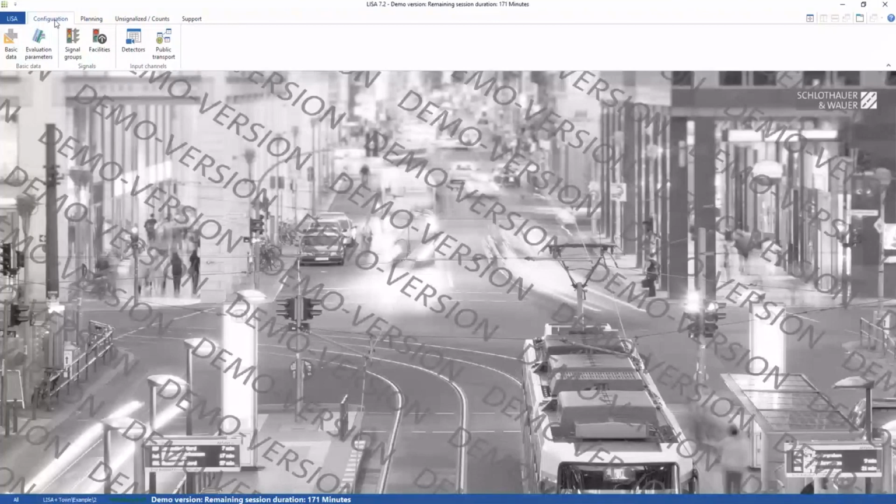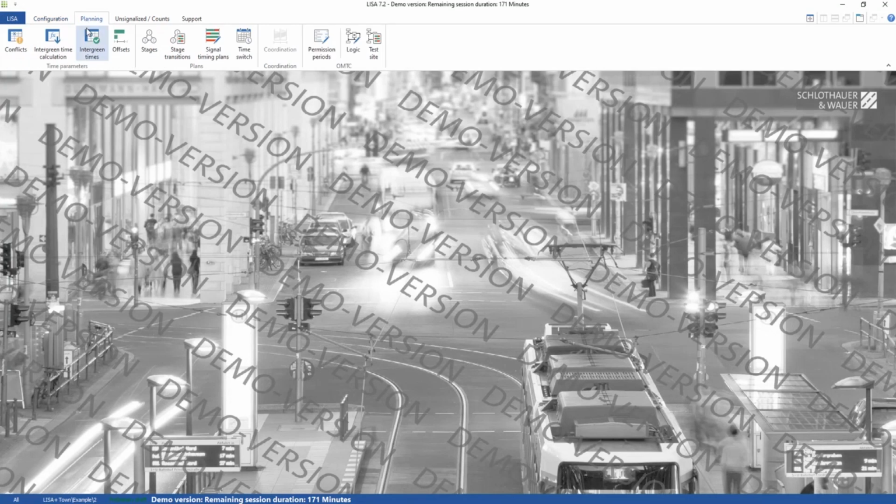So first, look at the panels we have here at the ribbons. We have this ribbon structure, configuration. This is everything that has to do with setting up the intersection, putting in all the data that relate to signal groups, that relate to detectors, the geometry of the lanes and stuff. We will see how that is done. Then we have the second ribbon about planning. So here we do the safety calculations, intergreen times. We define stages, we calculate signal timing plans, and we can also define and test traffic actuated controls.